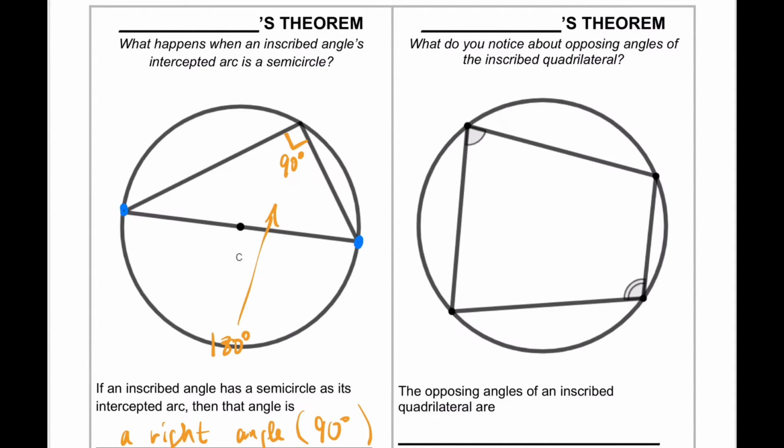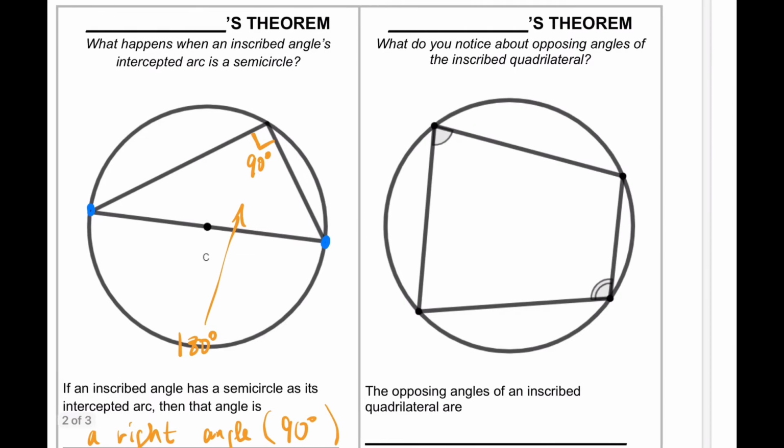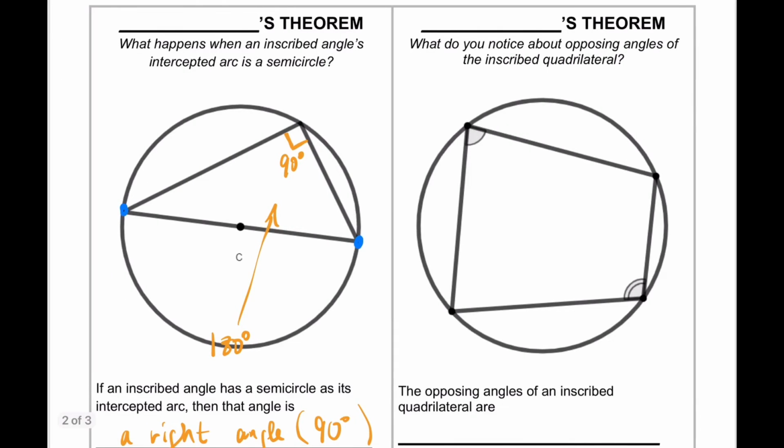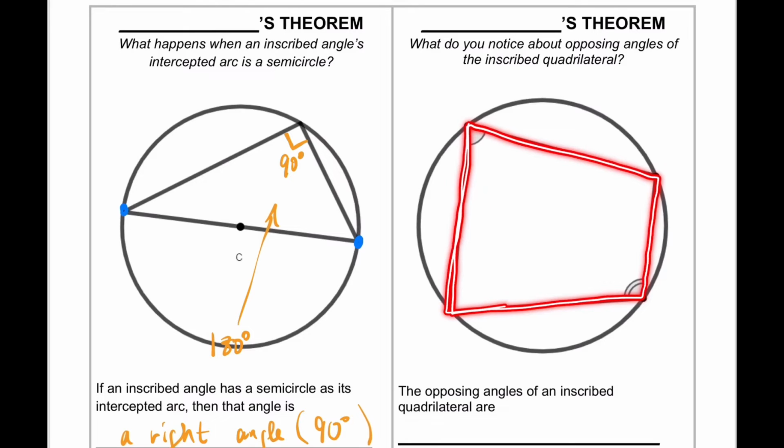Okay. The next one. What do you notice about opposing angles of the inscribed quadrilateral? What is an inscribed quadrilateral? What does inscribed mean? Well, inscribed, like we talked about earlier, means written inside. So look, here's the quadrilateral, the 4-sided shape, that's drawn inside of this circle. This is the quadrilateral I'm looking at.